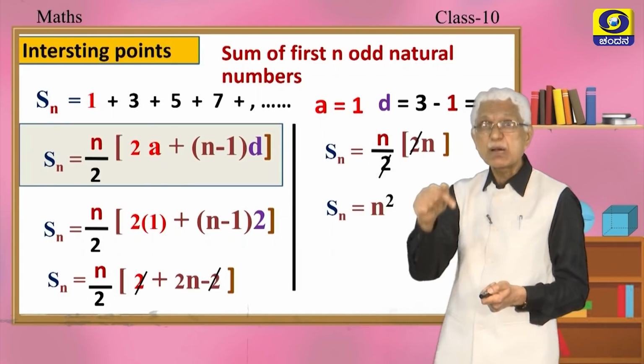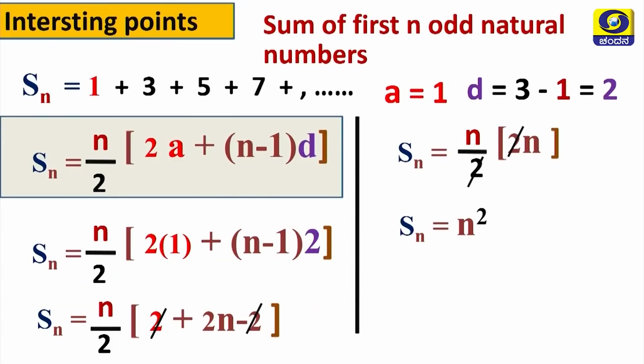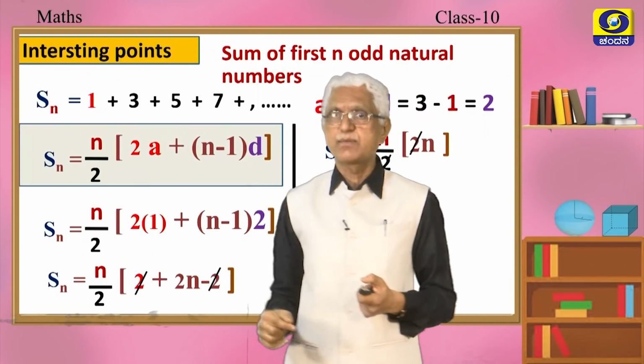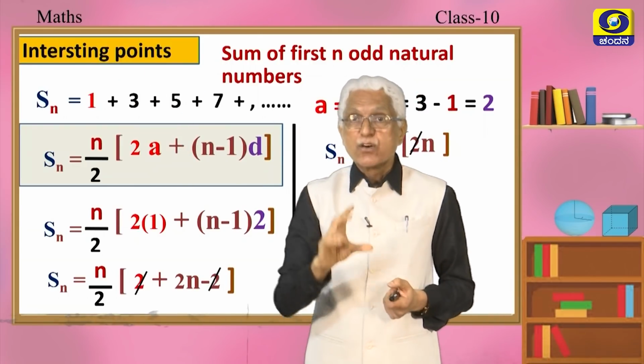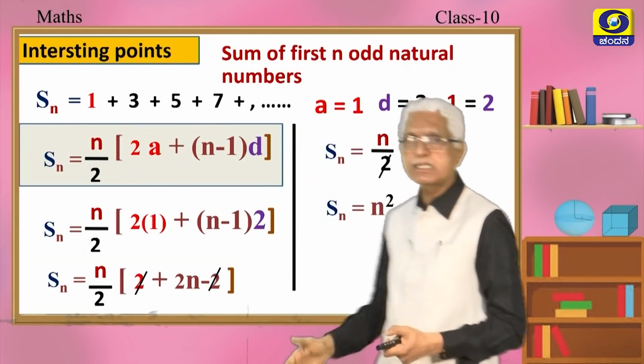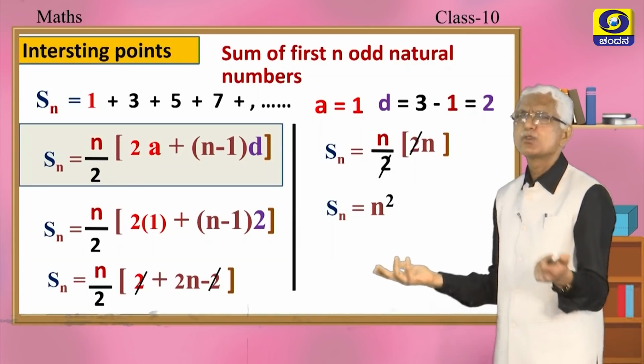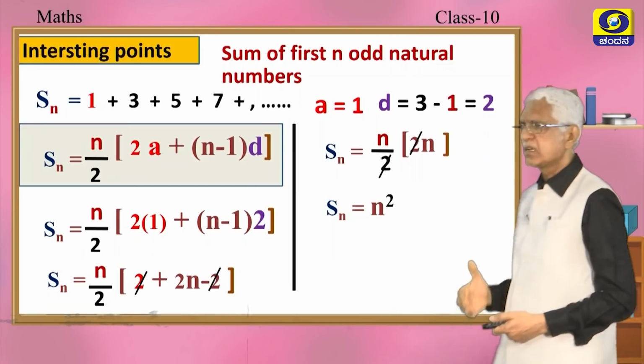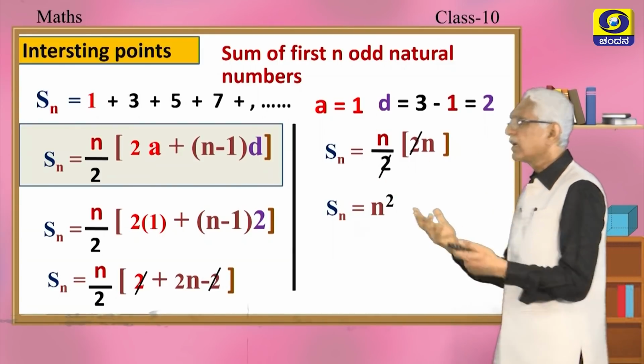This is the formula that we use to find the sum of the first n odd natural numbers. See the beauty. First n natural numbers: n into (n plus 1) by 2. First n even natural numbers: n square plus n. First n odd natural numbers: n square. So beautiful. What is the sum of the first 100 odd natural numbers? Sir, 100 square, sir, 10,000.